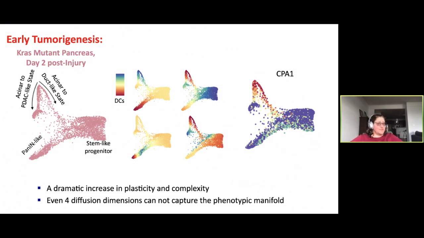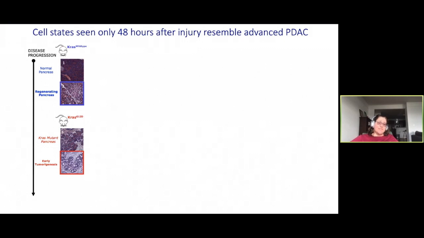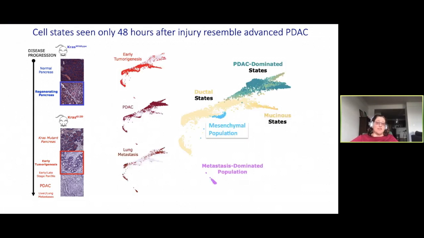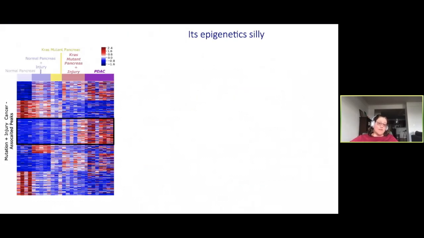I'm not going to tell you the full story of this data because part of what I want to focus on is little vignettes of plasticity. But I do want to say that even within 48 hours after injury, some of this incredible diversity of new states that we see begin to resemble even advanced PDAC. So 48 hours in, we see such a dramatic remodeling of the epithelial cells that we already see populations that resemble in many ways populations that are only seen in much more advanced and even metastatic PDAC.